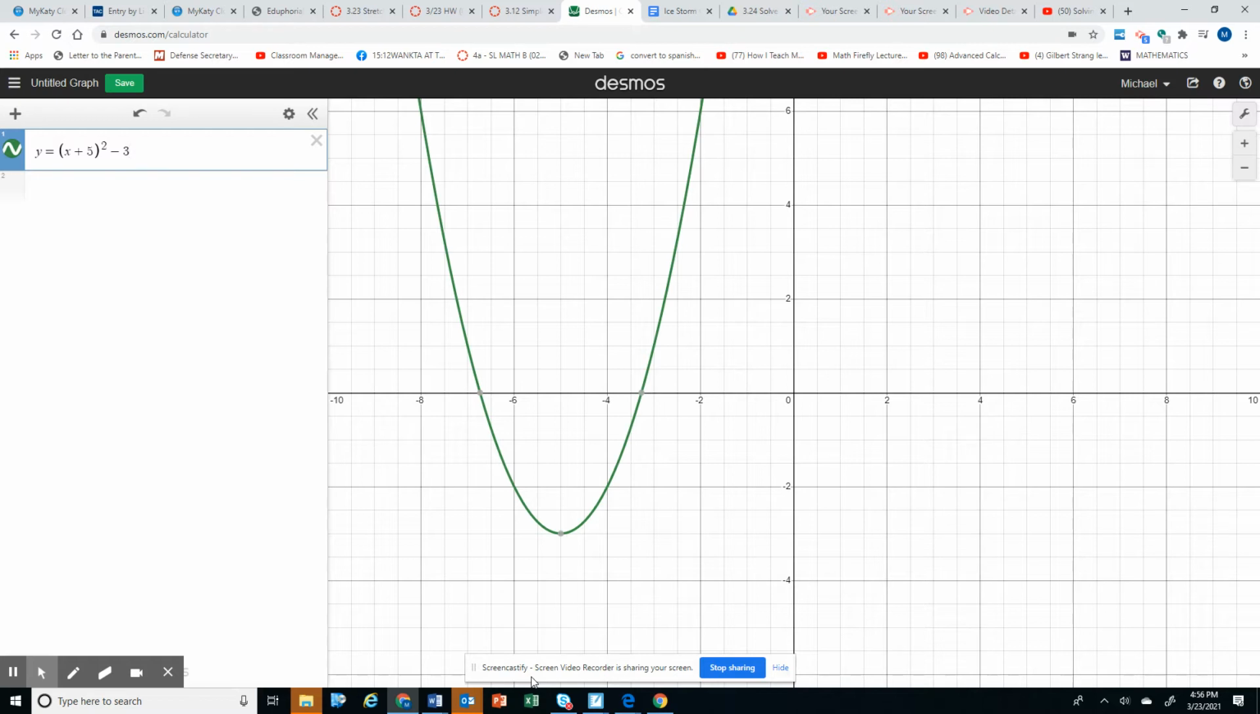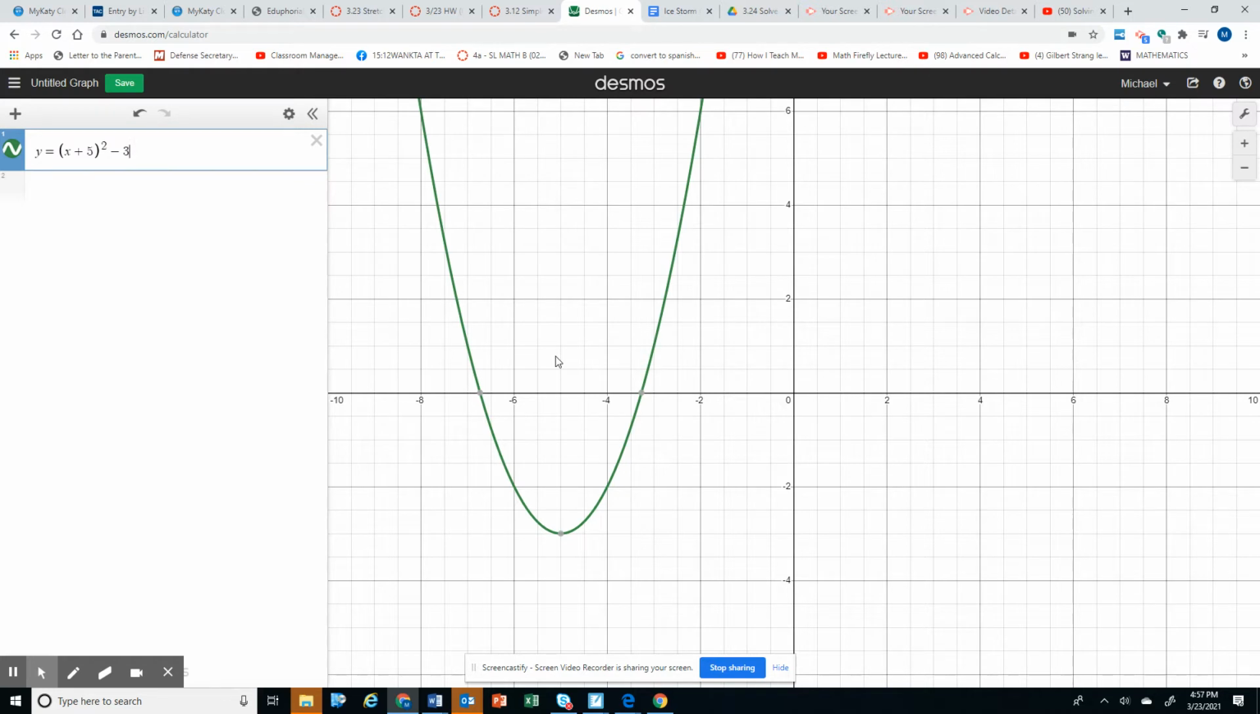my domain again is going to be all real numbers. And my range, again, if you look at it, the lowest y value for this graph is going to be -3. That's right here. That's the lowest y value, and all the y values are above -3. So my range is going to be y is greater than or equal to -3.